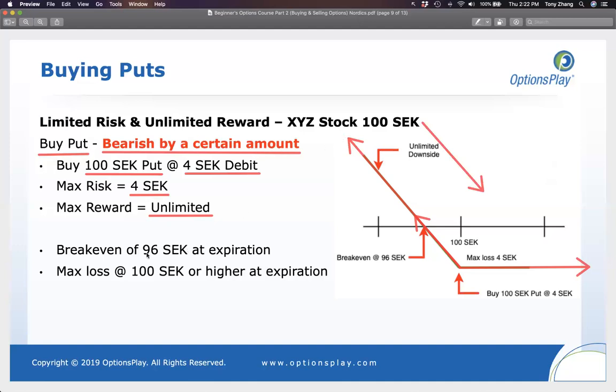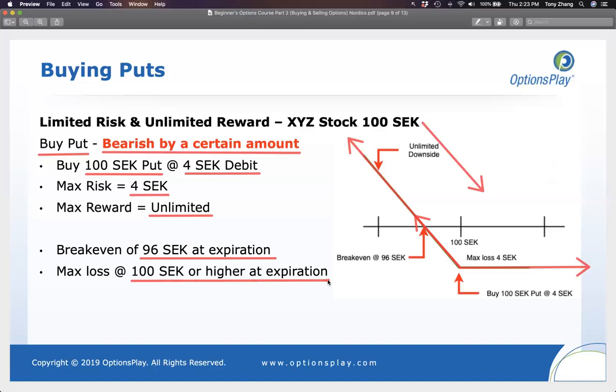And your break even here is just 96 crowns. We're going to talk in future educational events about how you can reduce this amount, right? You're paying 4 crowns for it, so the stock has to move 4 crowns in order for you to be profitable. Are there any ways to reduce that amount? There actually are, and those are some of the things we want to explore in future educational events. And your max loss here is if the stock stays exactly where it is or moves higher, and the most you lose here is just 4 crowns.